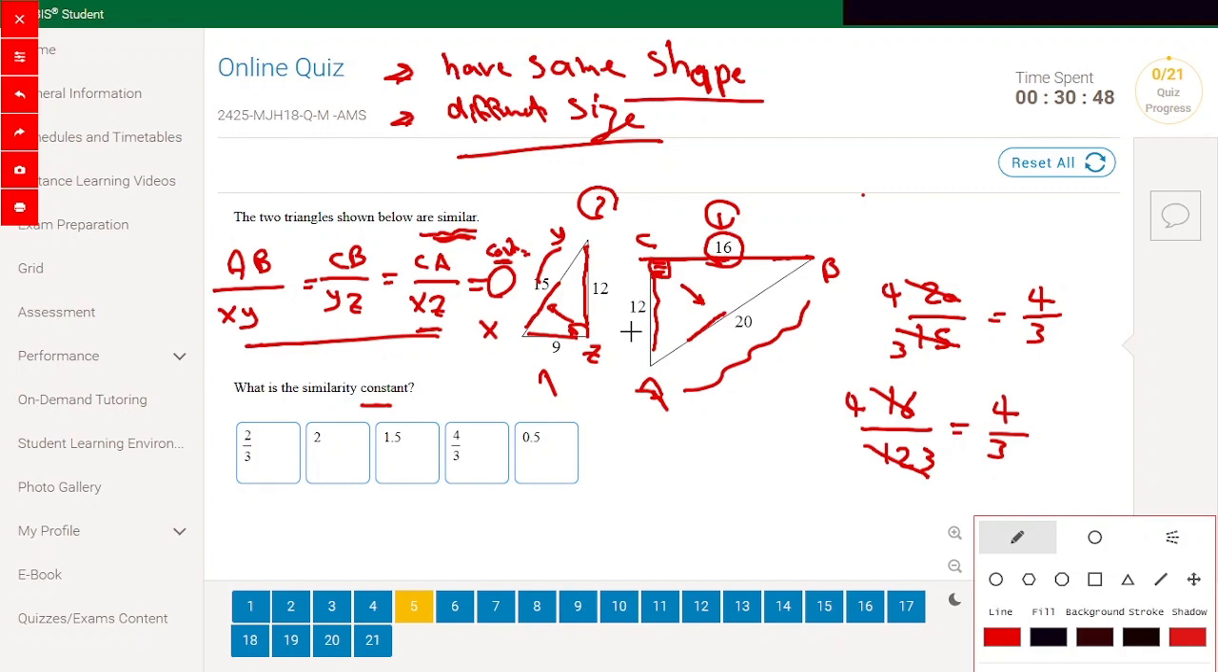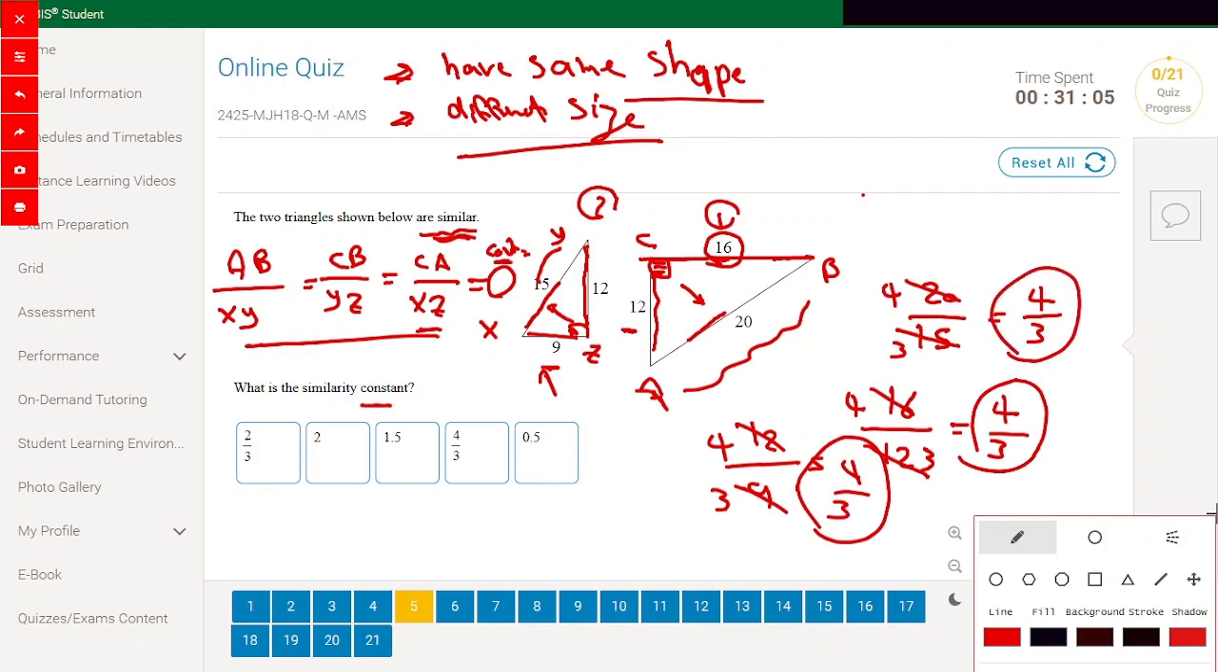Let's take the other side, CA, which is 12, divided by 9, which is XZ. Divide by 3, 3 and 4, which will also be equal to 4 over 3. So you see here it has the same constant, the same value. So now the answer here will be 4 over 3.